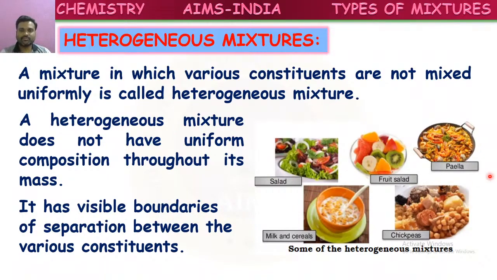As I told here, if you observe this fruit salad, it is made up of different kinds of fruits. There are some banana pieces, orange pieces, some kiwi pieces. So in this way, you can identify the components with which it is made. These are called heterogeneous mixtures.